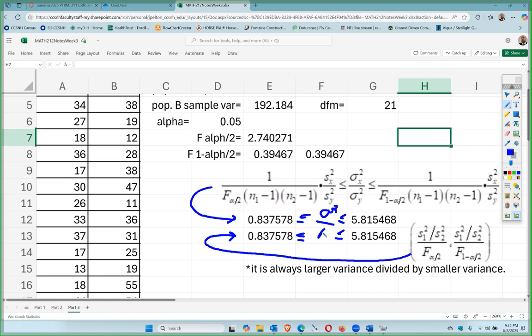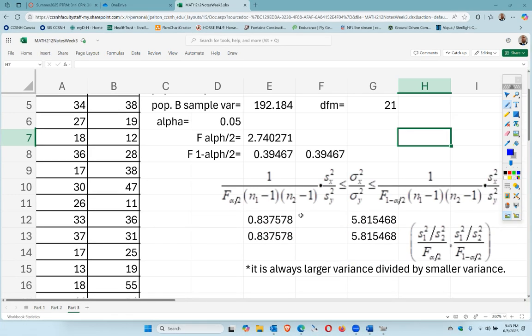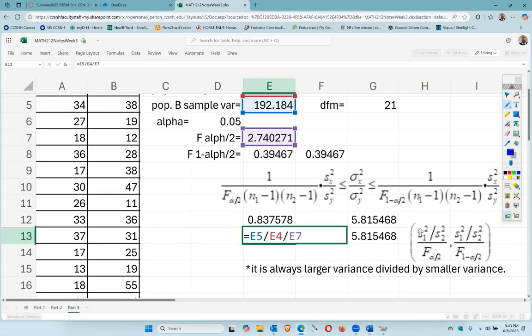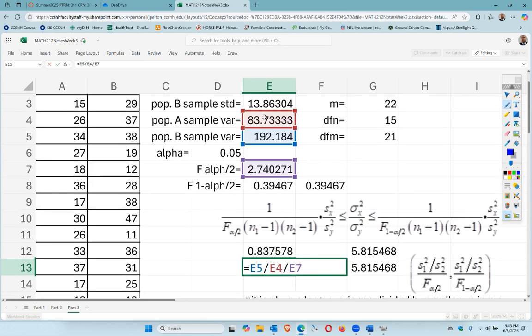Variance over variance. I can't make a very good variance symbol there, right? So the true population falls between 0.83 and 5.81, right? So essentially, if I do this one here, it's larger variance divided by smaller variance divided by f alpha over 2.